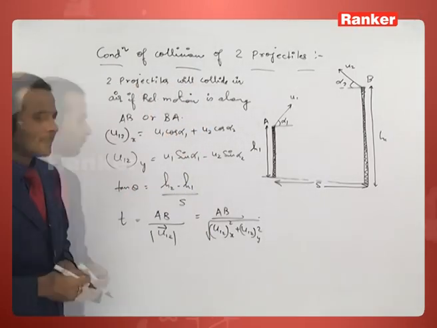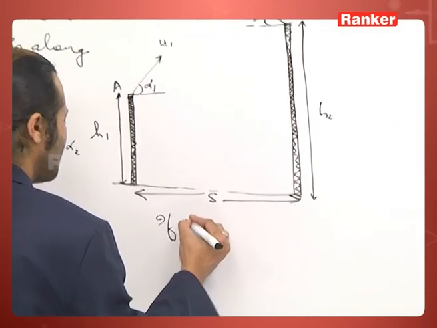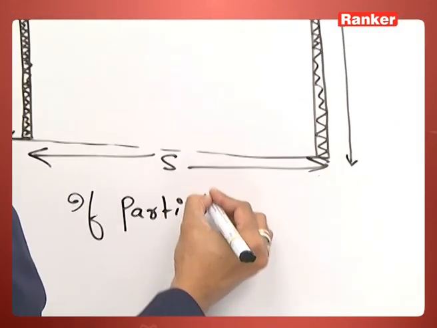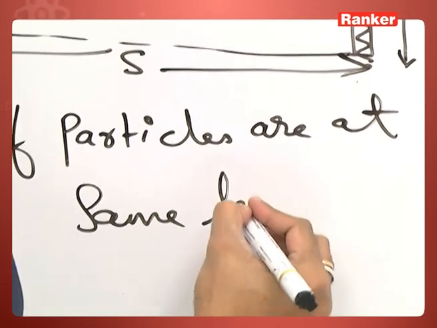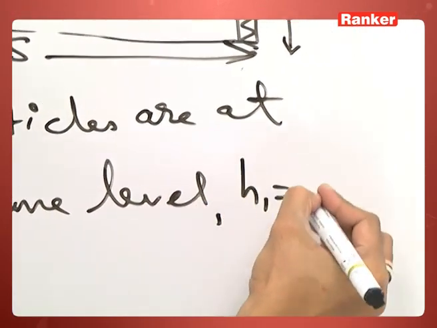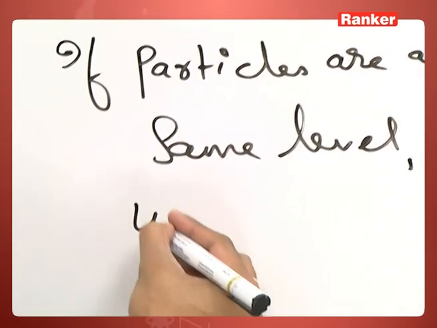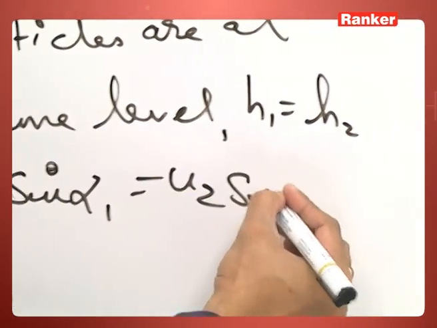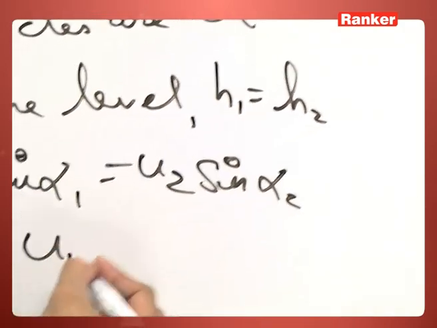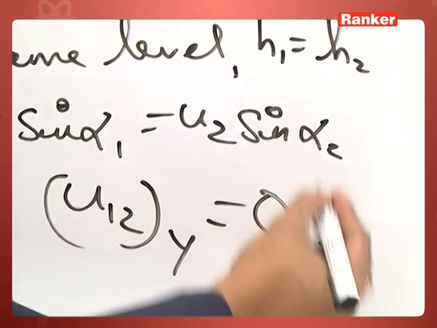root. If you can say particles are at same level, that is h1 is equal to h2, then u1 sin alpha 1 must be equal to u2 sin alpha 2. That means u1 2 along y must be equal to 0.